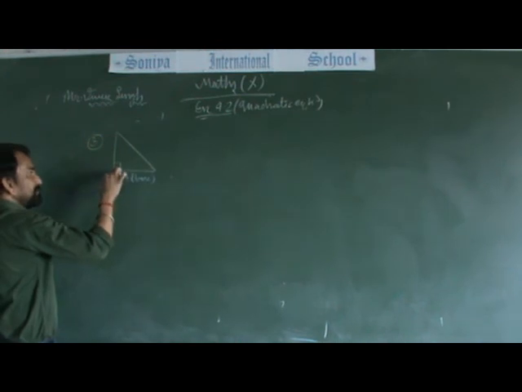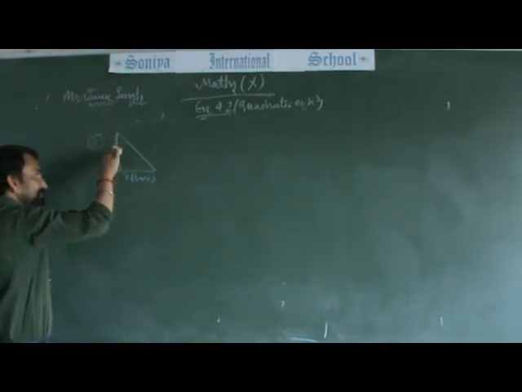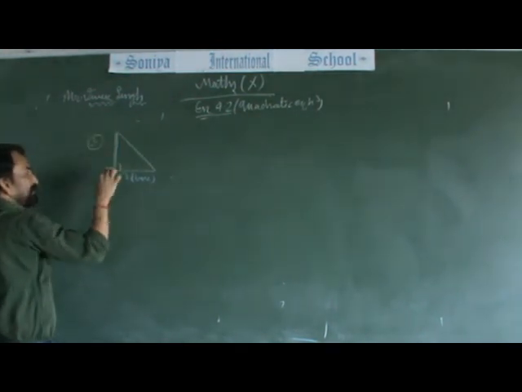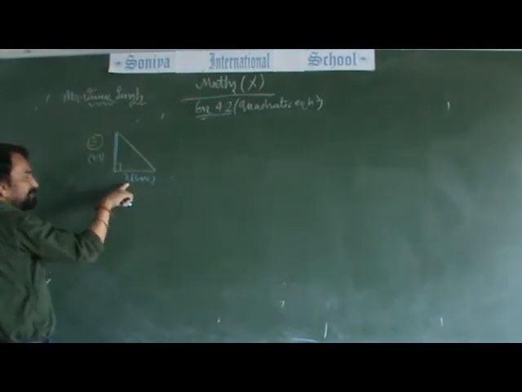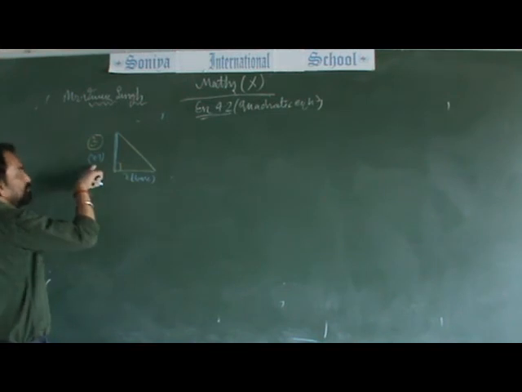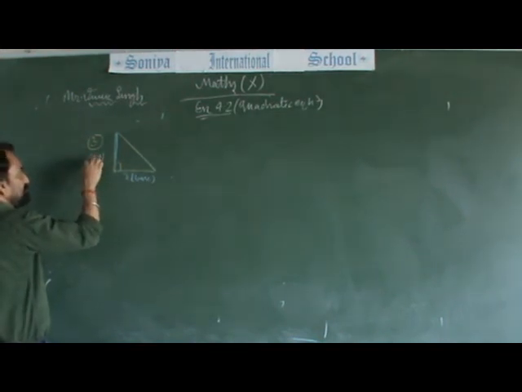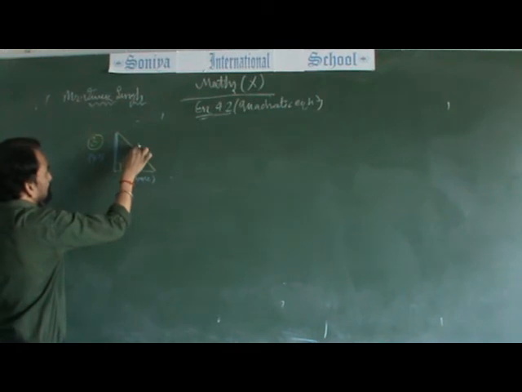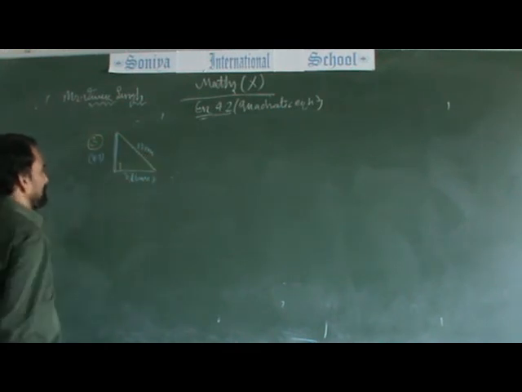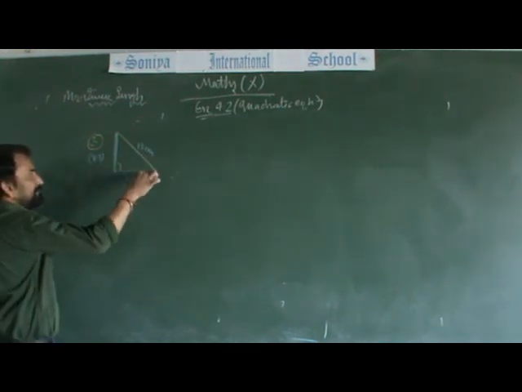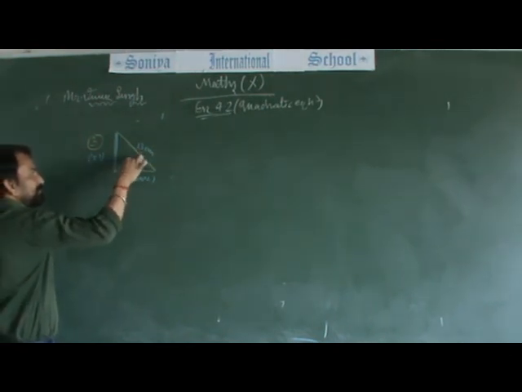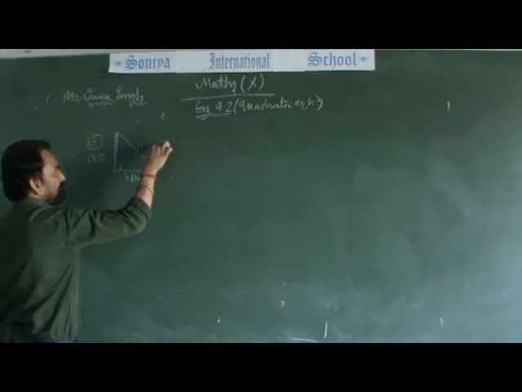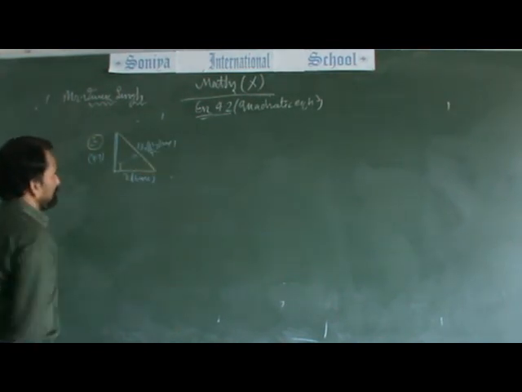If this is base, then what is altitude? This side is the altitude, and altitude is 7 cm less than the base. What is the base assumed by us? X. So the altitude is x minus 7, and hypotenuse given is 13 cm. The longest side of a right angle triangle, or you can say the side opposite to 90 degrees, is known as hypotenuse. Now we have all the three sides.